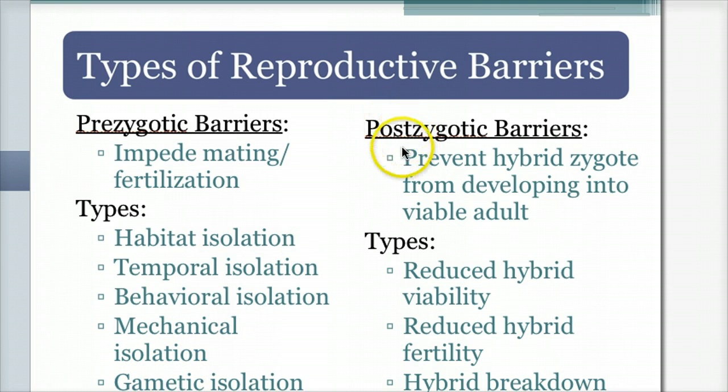Postzygotic means after the fact. So we're talking about preventing a hybrid zygote from developing into an adult. So reduced hybrid viability, reduced fertility, and hybrid breakdown. Postzygotic meaning what's stopping these offspring from becoming an adult. So pre, before they become a zygote, and post, after the zygote.